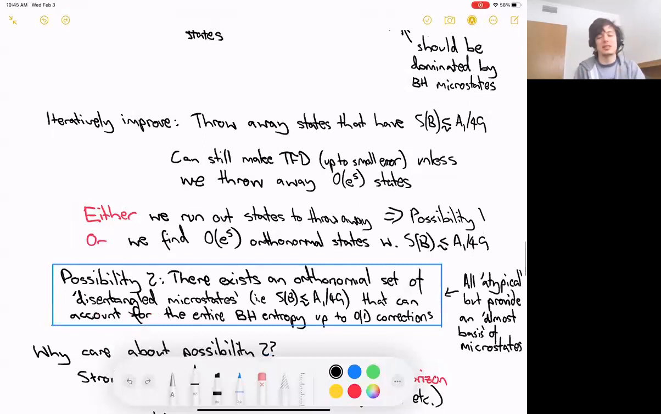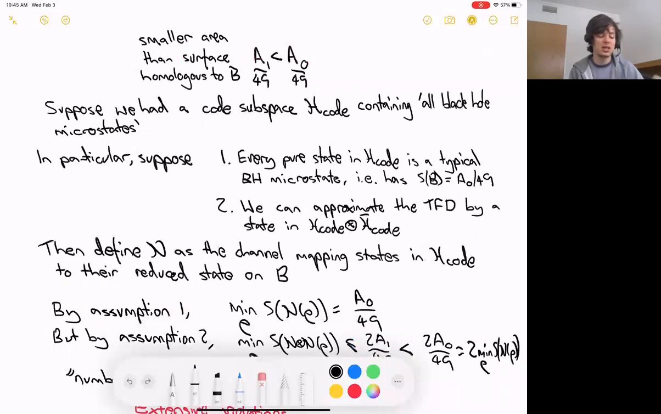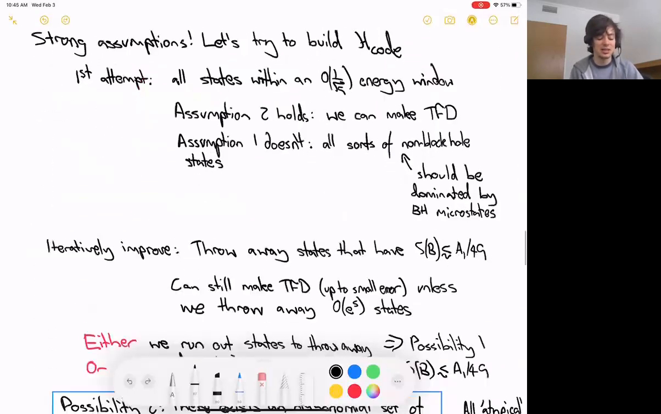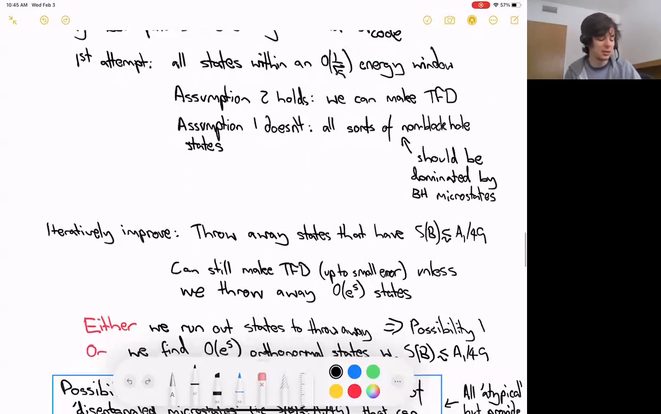Okay, so there's two things that can happen. One is we throw away any states that have small enough output entropy, entropy close to A1 over 4G. And we do that for a while. And at some point before we've thrown away exponentially many of them, we just run out of states to throw away. And now we have a code subspace that still contains almost all black hole microstates, and which has this property 1 up here, right? Every pure state in it has entropy, maybe not as big as A0, but significantly bigger than A1 over 4G. And then we'd have found this additivity violation.